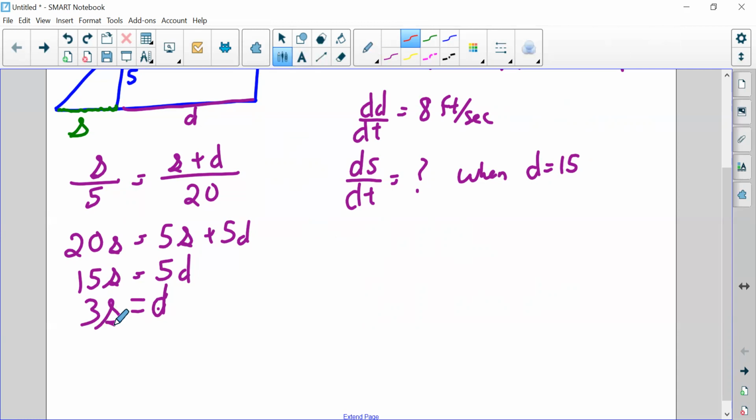Okay, so 3S is equal to D. All right, so I've related my two rates that I need, my D rate of change and my S rate of change. But right now I just have the equation. How do I get rates of change? What do I need to do with this equation 3S equals D?